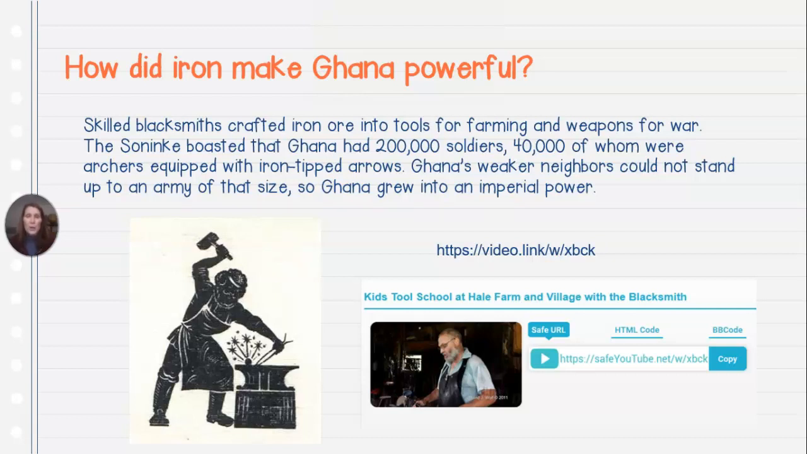When you are finished with this flip video, you can look back through the notes. There's a link here that you can click on that is just a video of blacksmithing. If you're not familiar with what blacksmithing is, there's a video there that you can watch. That's at Hale Farm, which is here in Ohio. So if you ever have an opportunity to travel there, perhaps you will be there at the time of the blacksmith presentation.